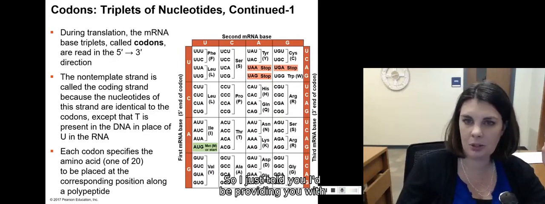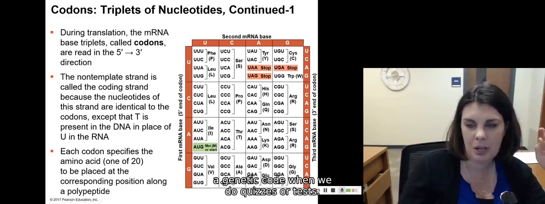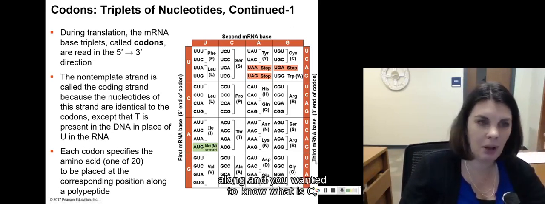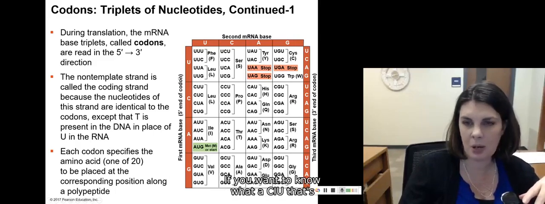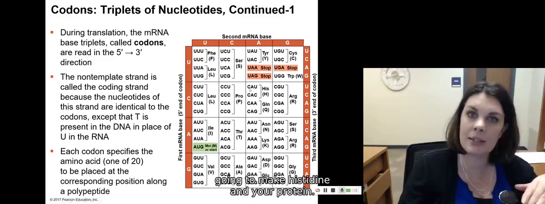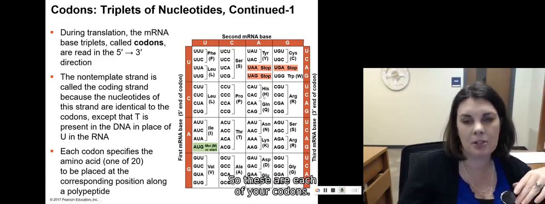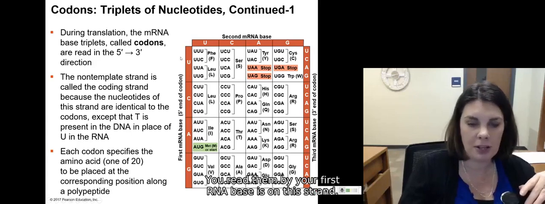Okay, so here's our genetic code. I just told you I would be providing you with the genetic code when we do quizzes or tests. So if you wanted to know what a CUU makes, that's going to make leucine. If you want to know what a CAU makes, that's going to make histidine in your protein. So these are each of your codons.